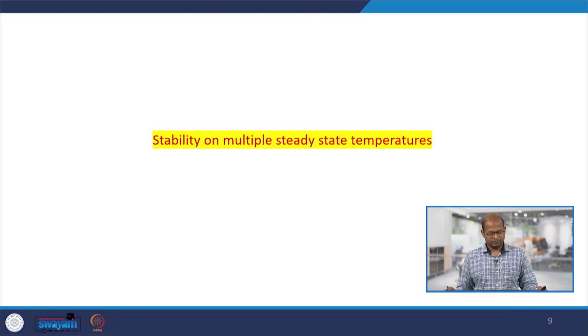So, how to obtain the ignition and extinction curves we have discussed. Now, we will discuss the stability of multiple steady state temperatures.